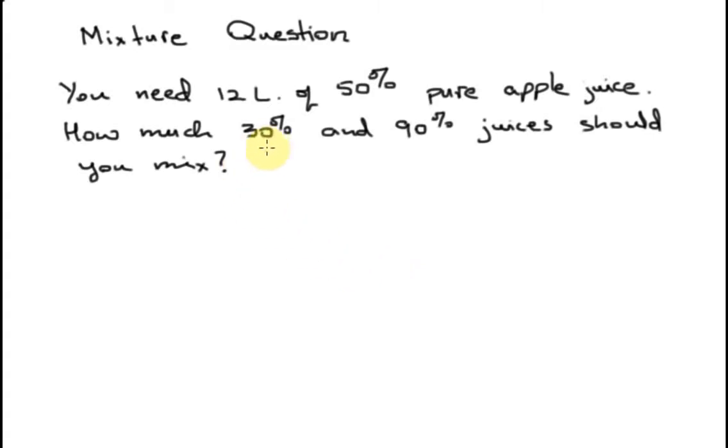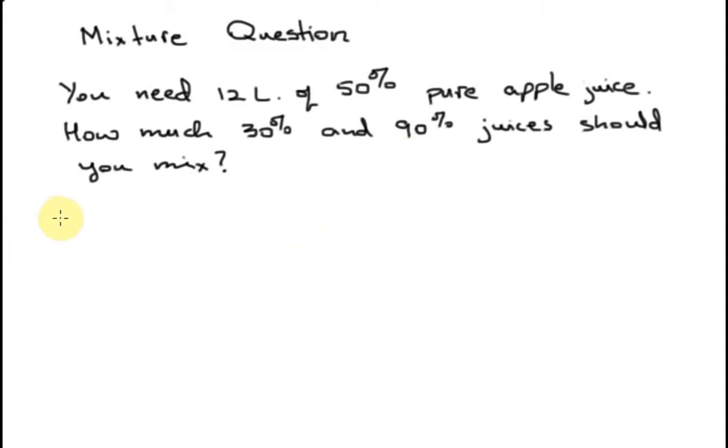I've got an example laid out here, so I'm just going to read it to you. You need to mix 12 liters of 50% pure apple juice. So the assumption would be it's 50% apple juice, 50% water. To do this, you're going to mix some 30% apple juice and some 90% apple juice, and combined gives you your 50% 12 liters. So the question is, how much 30% and how much 90% should you mix?